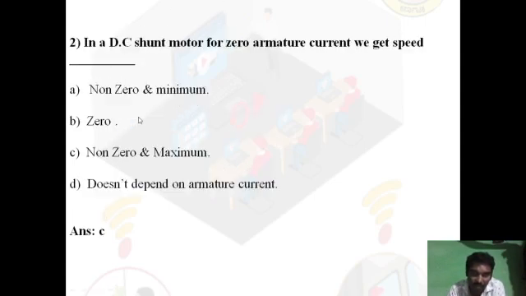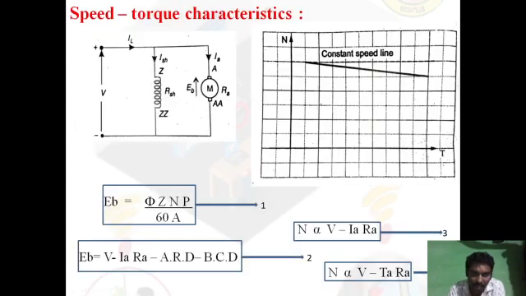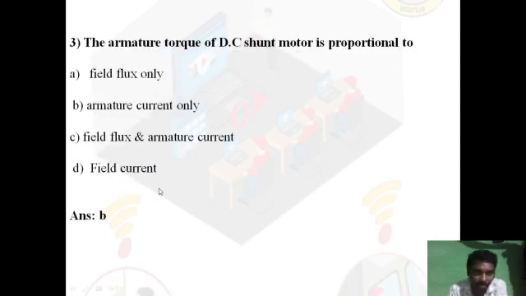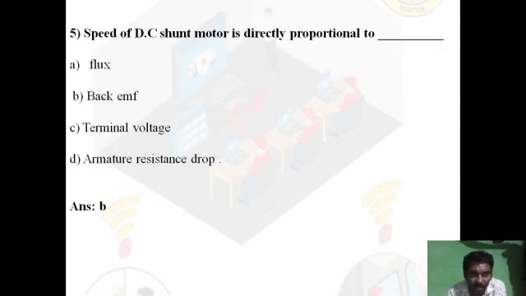If you observe the equation, EB is equal to phi ZNP divided by 60A. The speed of a motor is directly proportional to back EMF because all the other parameters, phi, Z, P, A, and 60, are constants. So for this fifth question, the speed of a DC shunt motor is directly proportional to back EMF. From the equation EB equals phi ZNP by 60A, the other parameters, flux, terminal voltage and armature resistance drop, are constants.